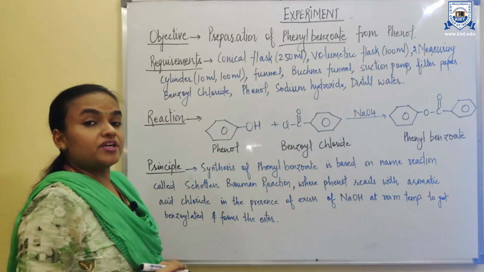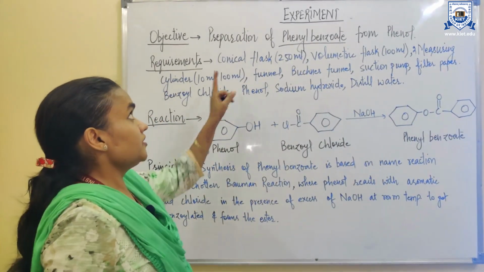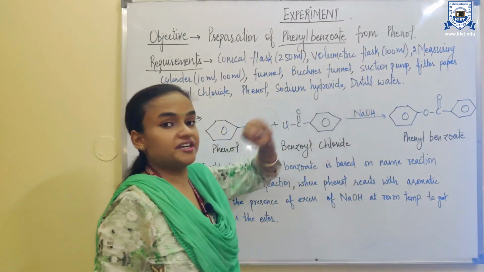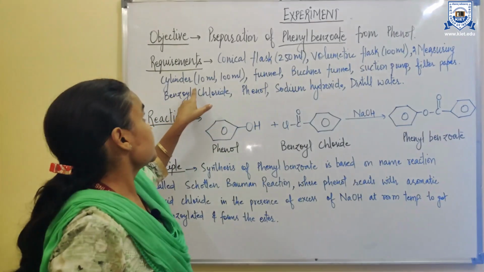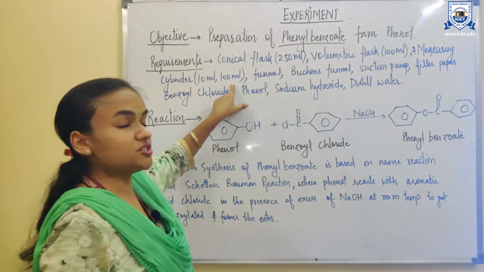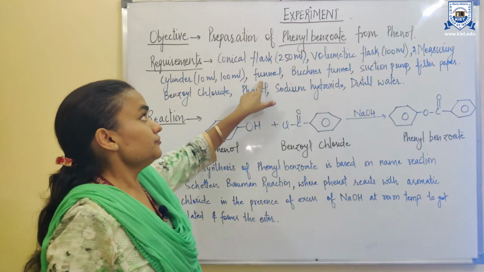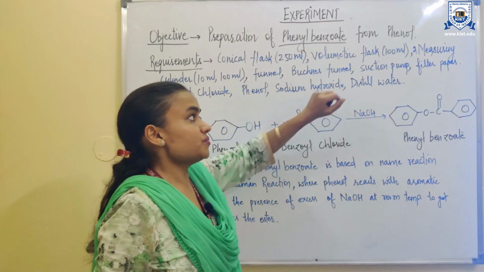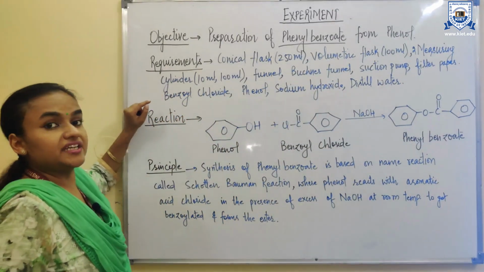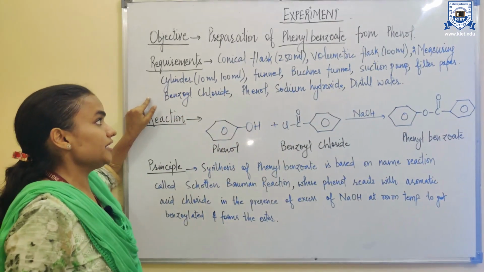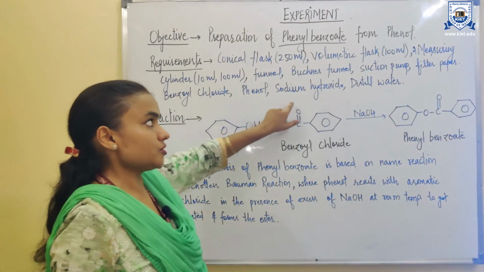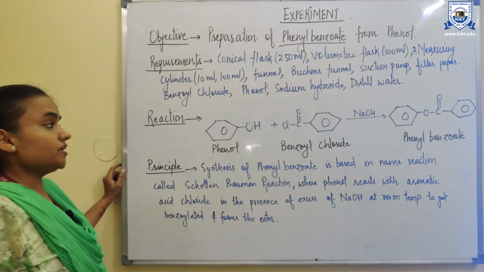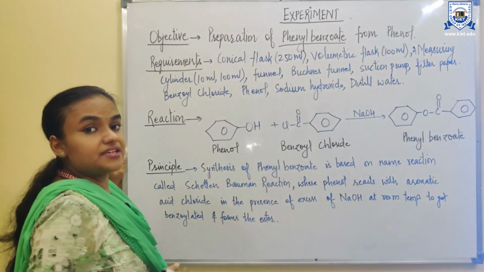The basic requirements to perform this experiment are one conical flask of 250 ml capacity, a volumetric flask of 100 ml capacity, and two measuring cylinders, one of 10 ml and another of 100 ml capacity, one glass funnel and one Buchner funnel, suction pump, filter paper, and the chemicals required are benzoyl chloride, phenol, sodium hydroxide and distilled water. So these are the basic requirements to conduct this experiment. Now let's see the reaction.